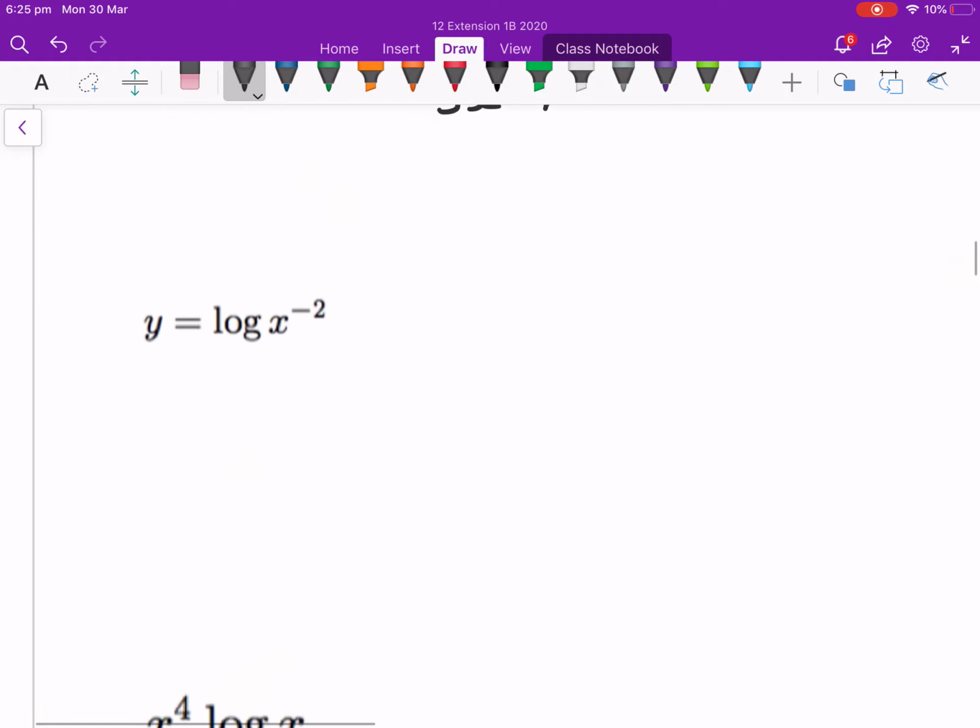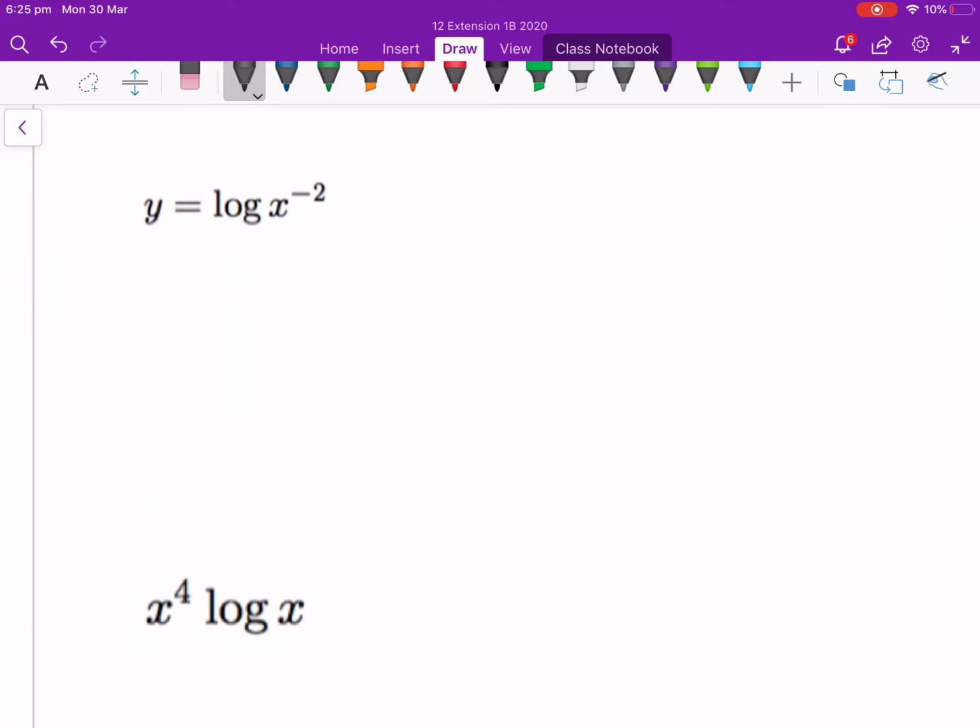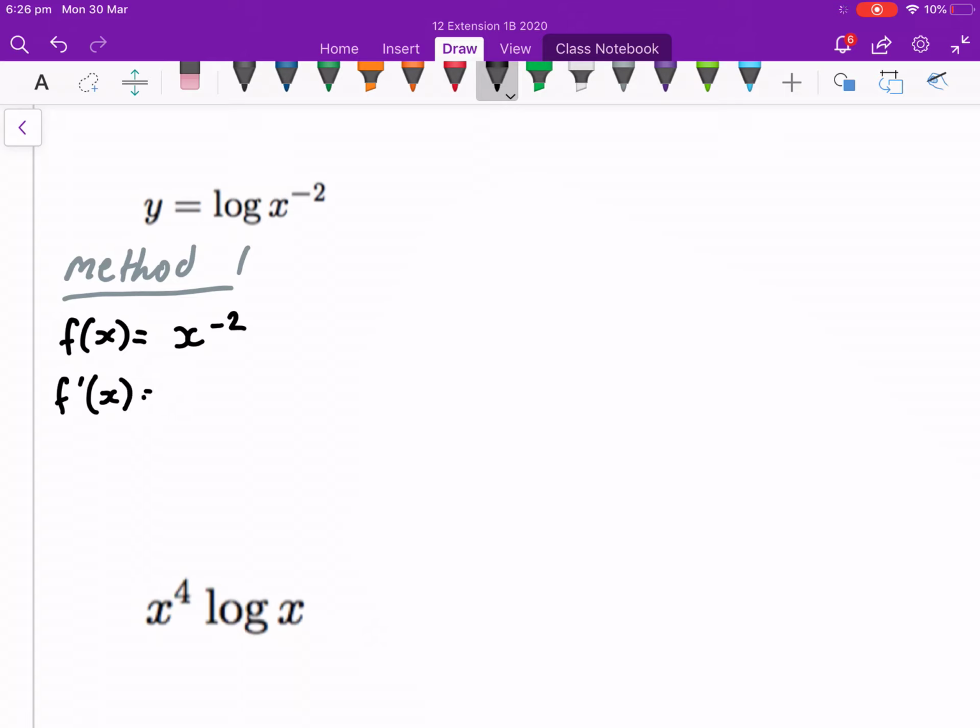Now, with this question here, we're going to look at this in 2 different parts. We're going to look at it using some log laws, but also just using the normal method that we've looked at already. So method 1. What we've got here is f of x equals x to the minus 2. So therefore, f dash of x is equal to negative 2 x to the minus 3.